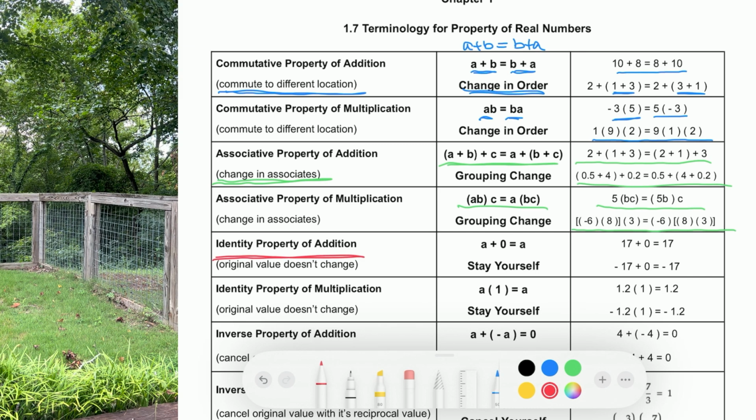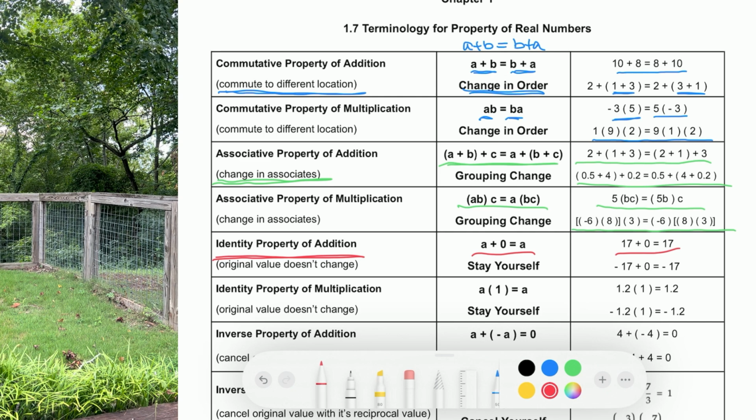Now let's look at the identity property of addition. What that means is the original value doesn't change. So if we start here with our rule, A plus 0 equals A. What that is showing is that you can add 0 to anything, any number or variable, and it will stay its original value. So what it means is stay yourself. Just keep that in your mind.